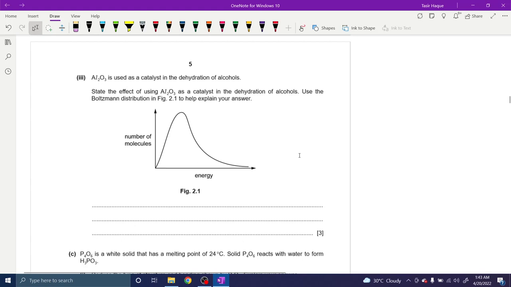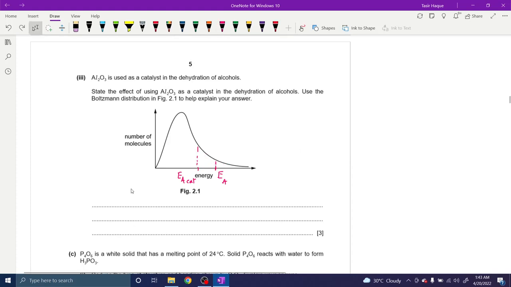Al2O3 is used as a catalyst in the dehydration of alcohols. We do know that. So we want to show the effect of a catalyst on rate using a Boltzmann distribution. So suppose this is the activation energy for the uncatalyzed reaction. What happens when we use the catalyst? This is the Ea, the activation energy with catalyst, right? So what happens? A greater proportion of molecules now have energy greater than the activation energy, right?